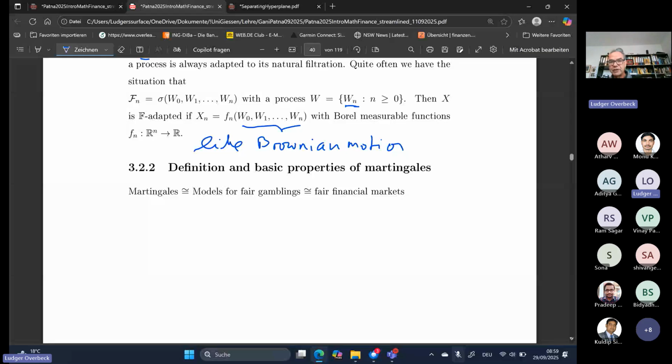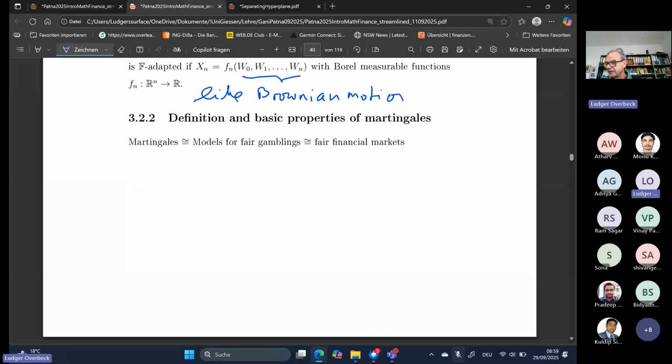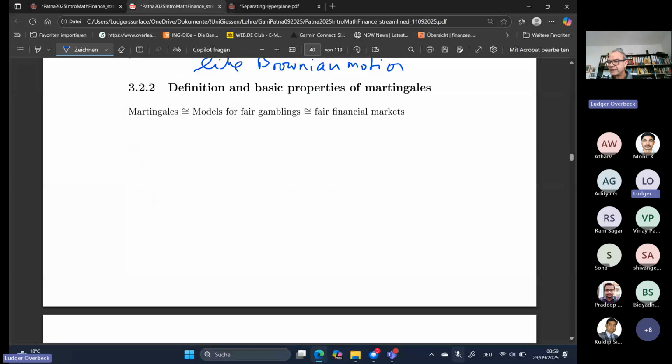Okay, we are now coming to the martingales I was mentioning before, and now we define them. Martingales are a model for fair gambling, which is like fair financial markets. Let's say gambling theory: the first book on martingale theory, or one of the early books, has a nice title, How to Gamble If You Must. So many of these martingale theories developed out of gambling theory.